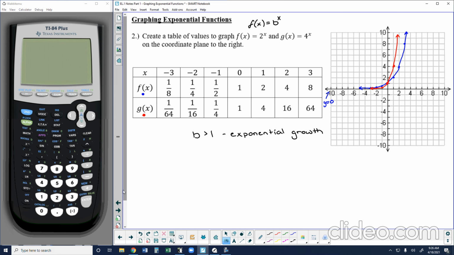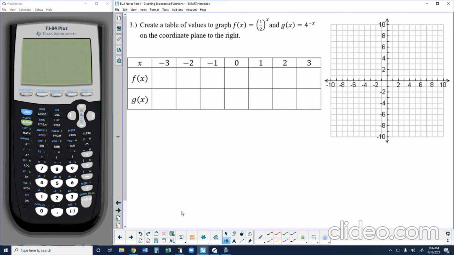Now let's go ahead and take a look at a couple other graphs. Let's look at f of x that is 1/2 to the x power, and g of x that is 4 to the negative x power. So with the same table of values, see if you can graph f of x and g of x by filling out the table and then sketching in the graphs on the coordinate plane.